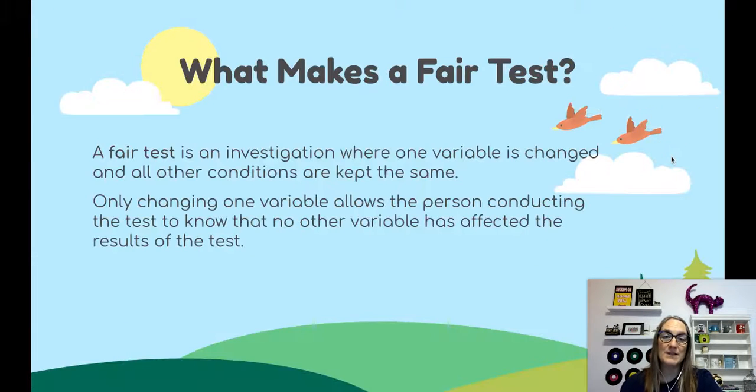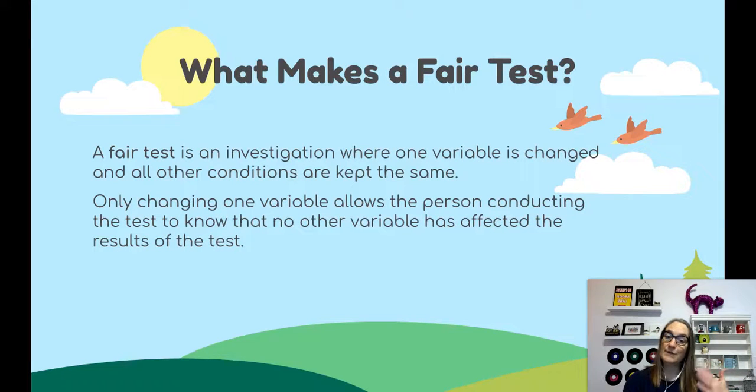The first step we need to do to prepare for this experiment is just a little refresher on what makes a fair test. A fair test is an investigation where one variable is changed and all the others are kept the same. This allows the scientist, us, to be sure that none of the other variables or conditions have affected the results of the test.